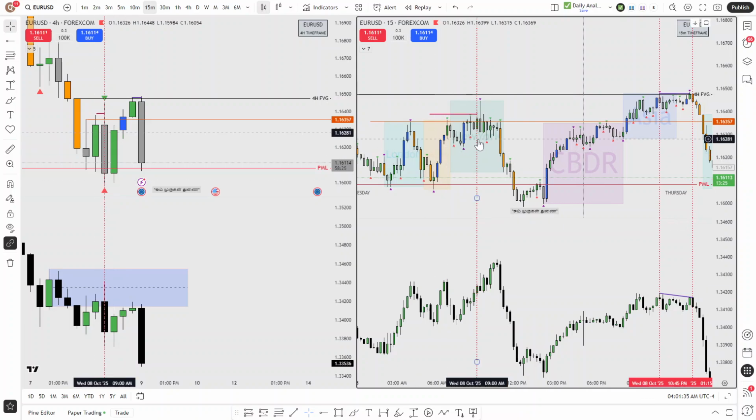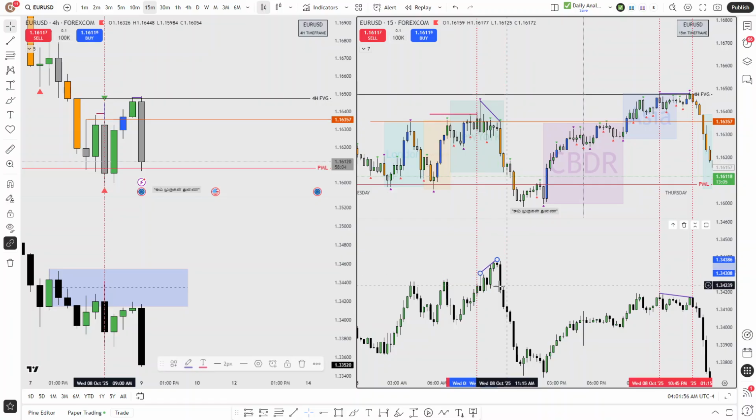And if you are seeing the same SMT in the 15-minute range, see here. This is the point where we got a 15-minute CSG in euro. Similarly, here you can see price has formed a higher high here, but here it has formed a lower high. Sorry, this is the SMT, which we need to notice hereafter for every trade.